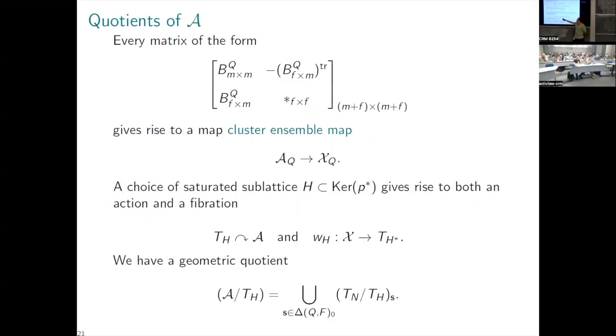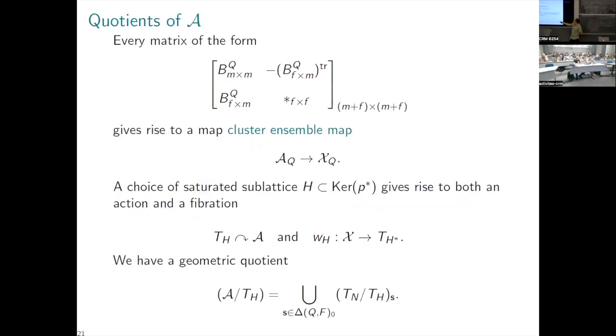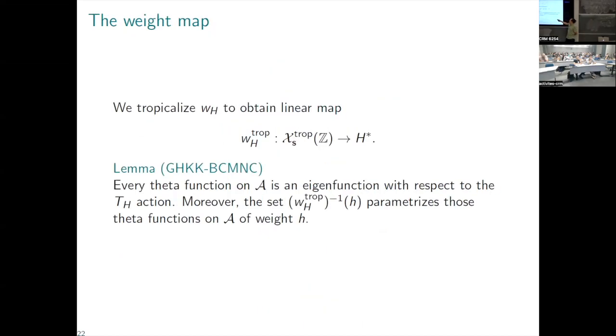So I have theta functions here, and I have this action, and the theta functions here are eigenfunctions with respect to this action. So they have a weight. These theta functions are parameterized by the tropical points here. If I take H a base here, and I take the inverse image, I get a subset of theta functions. This subset parameterizes theta functions on A, and those are precisely those theta functions that have this weight H.